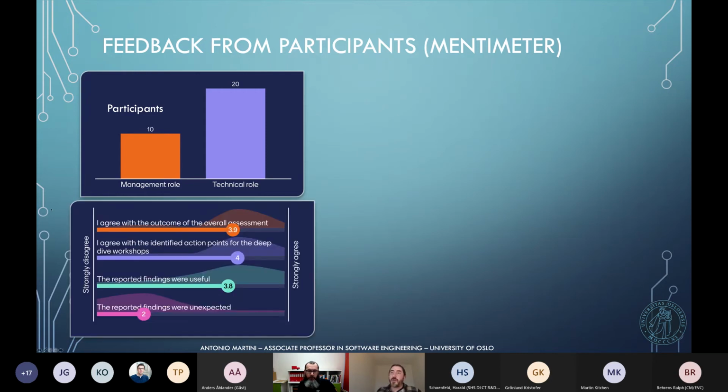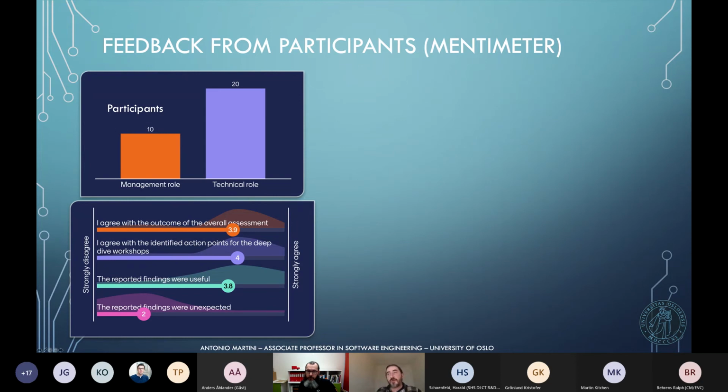So what did they say? First of all, we can see that they agree with the outcome of the overall assessment. You can see that it was around 4 out of 5. So basically, they agree with the aggregated assessment from different roles, which I think is interesting. And they also agree that the identified action points for the deep dive workshop were the good ones. So we actually identified the right gaps to follow up and to do work on to improve technical debt management.